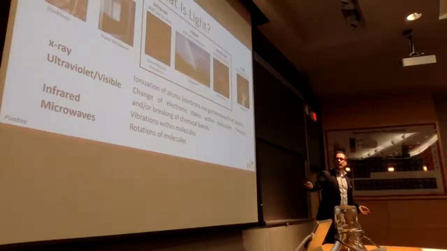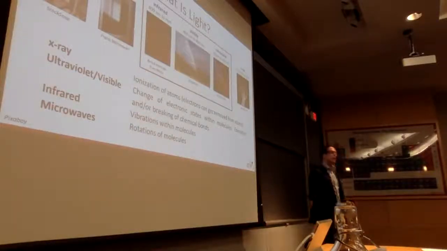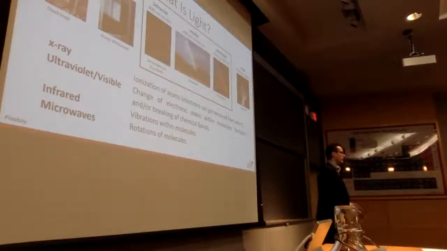UV light actually works on the molecules itself and can break bonds within a molecule. And that's, for example, what happens in sunburns, right? The UV light just damages the molecules in the outer layers of the skin, and that's why you get red, because the cells have to deal with the broken down molecules.